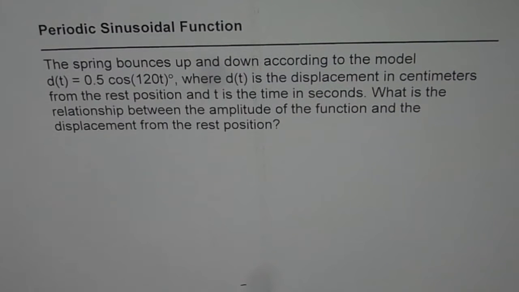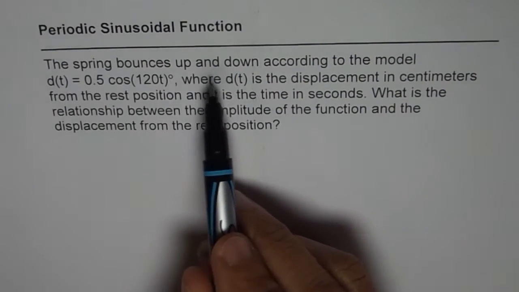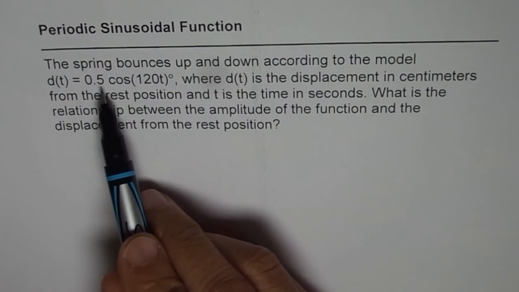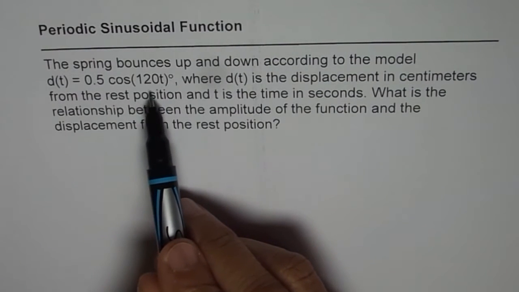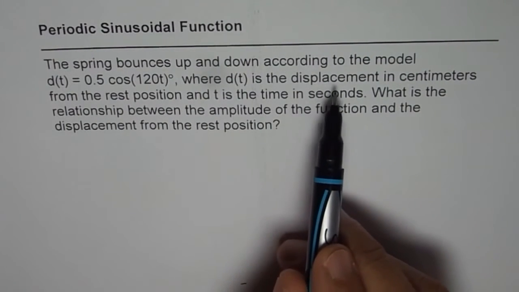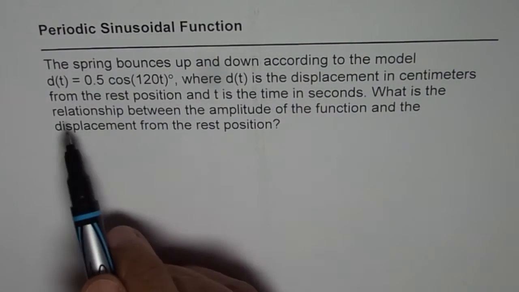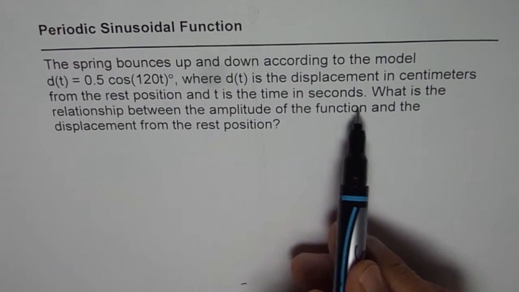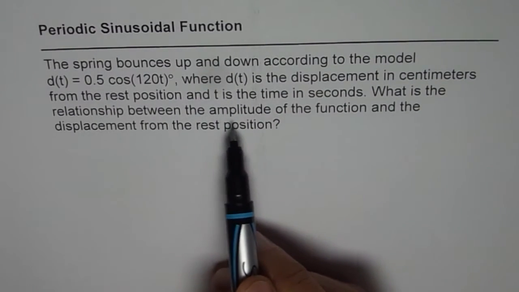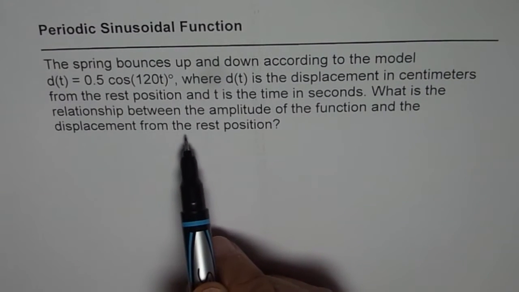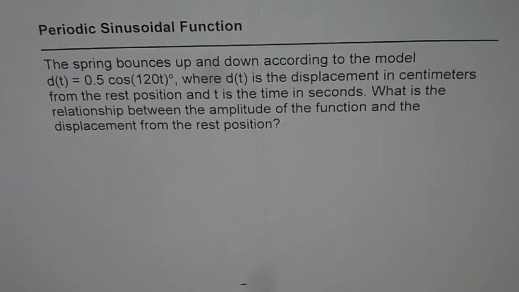The question here is, the spring bounces up and down according to the model d of t equals 0.5 cos of 120t in degrees, where d of t is the displacement in centimeters from the rest position and t is time in seconds. What is the relationship between the amplitude of the function and the displacement from the rest position? Now let's try to sketch and understand the situation.